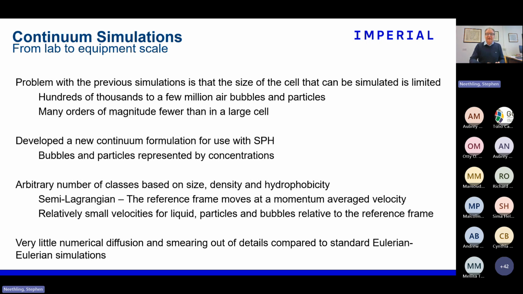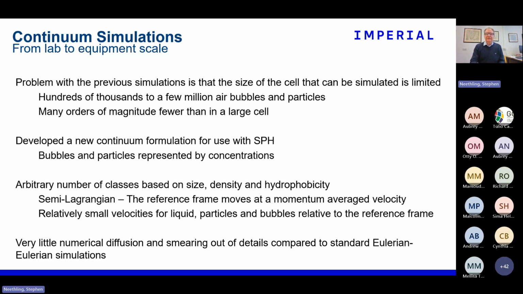So we still have a moving reference frame. It's a reference frame that's moving at an averaged velocity. It's not moving at either the bubble's velocity or the particles' or the liquid's velocity. It's moving at some averaged velocity between those. And then we have equations for the velocity of each of those phases relative to that reference frame. And you might think, how is that different to the Eulerian approach? Well, the really big difference is it leads to much less numerical diffusion.